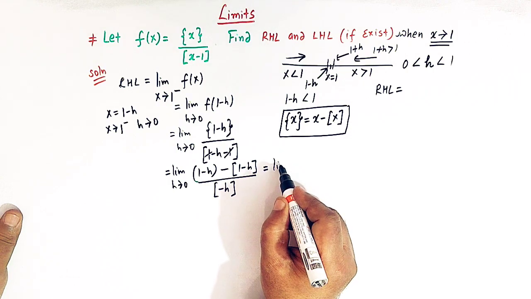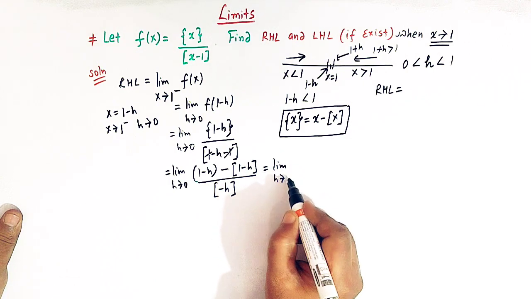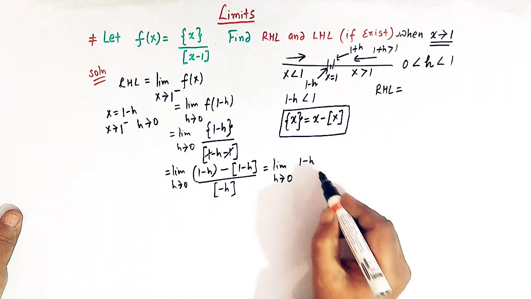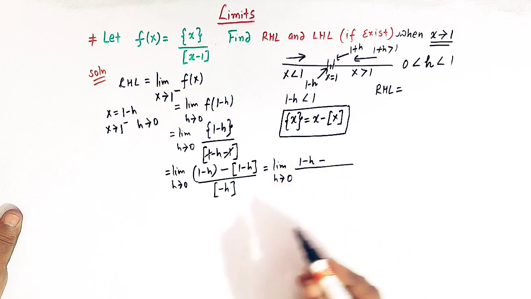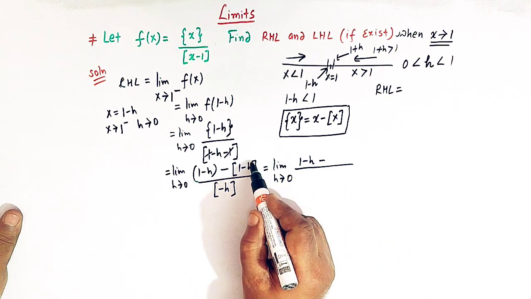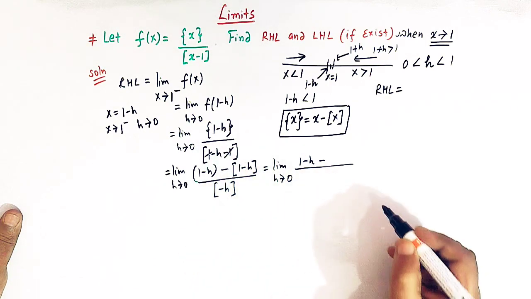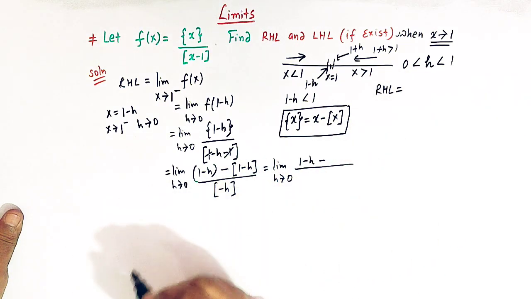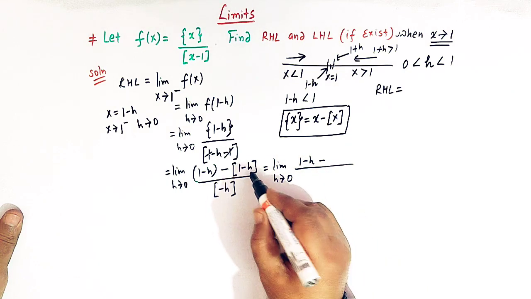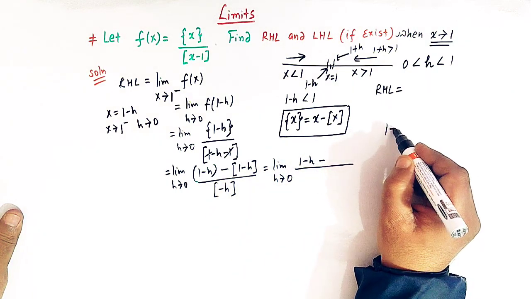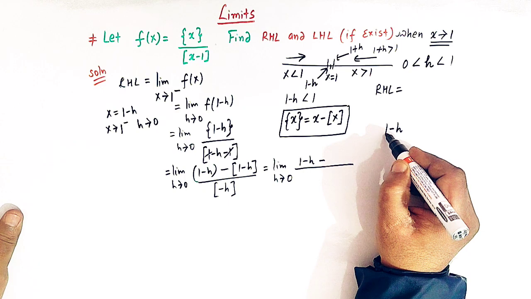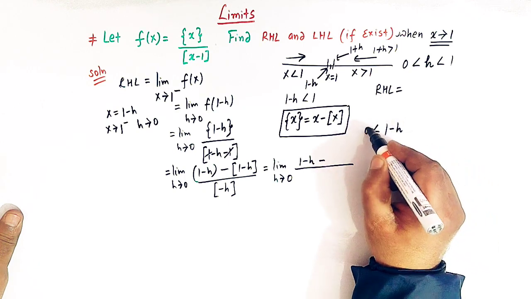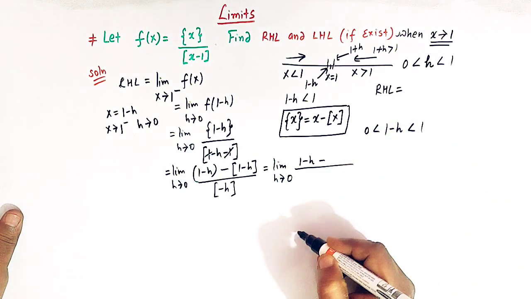So let us solve it. We have limit h tends to 0, and now we have 1 minus h, and let us see what is the value of greatest integer of 1 minus h. Now see, h is infinitesimally very small, a very very small quantity. So when we subtract h from 1, this quantity is greater than 0 but less than 1.